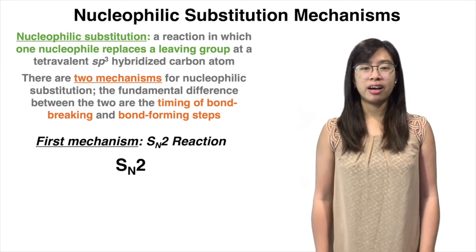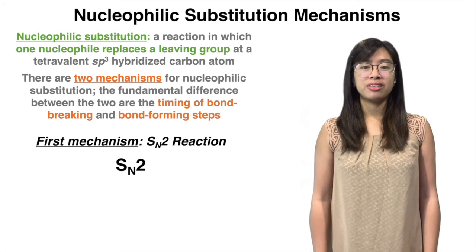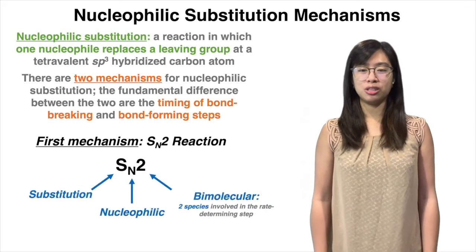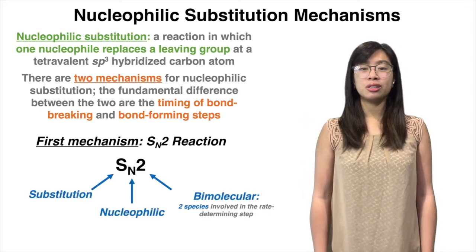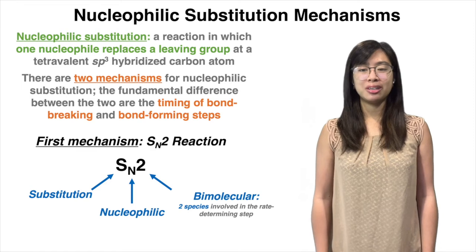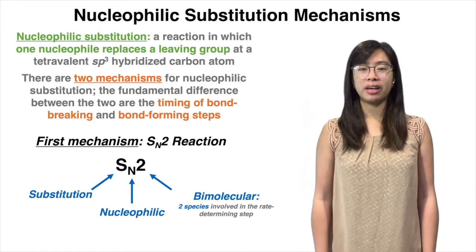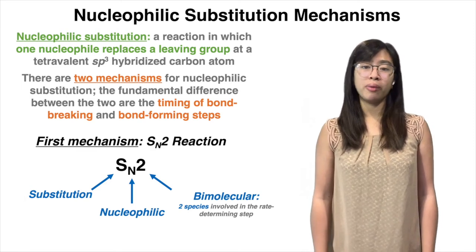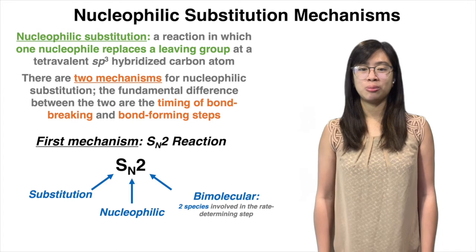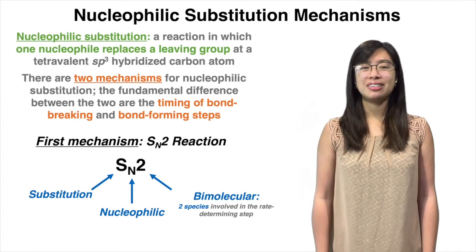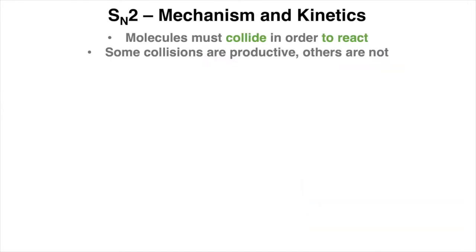Now, if we break down what this stands for, the S stands for substitution, while the N stands for nucleophilic, and the number 2 is because this reaction is bimolecular and two species or molecules are involved in the rate determining step, which we'll get into details in a bit. For now, let's go over the basics of the SN2 mechanism.